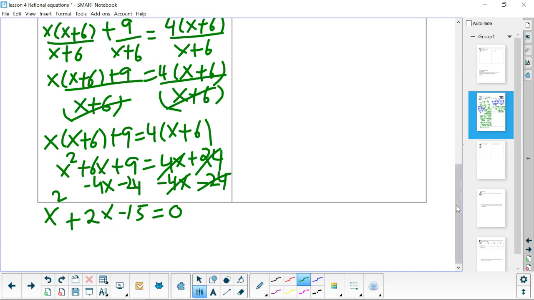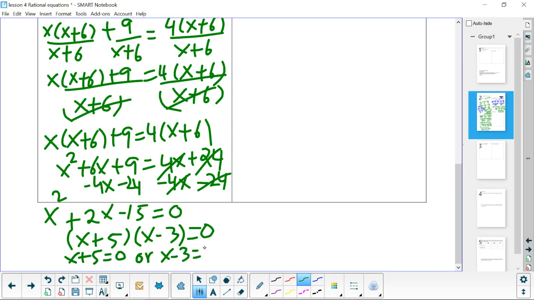Now we got a quadratic equation. Let's find the factors of this quadratic equation and then solve for x. Factors of this quadratic equation are x plus 5 and x minus 3 equal to 0. If the product of two things is equal to 0, it means that either x plus 5 equal to 0 or x minus 3 equal to 0. So we'll get x plus 5 equal to 0 or x minus 3 equal to 0. So from here, we'll get the values of x as negative 5 and positive 3.